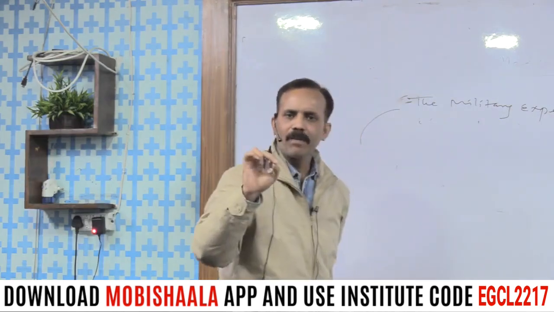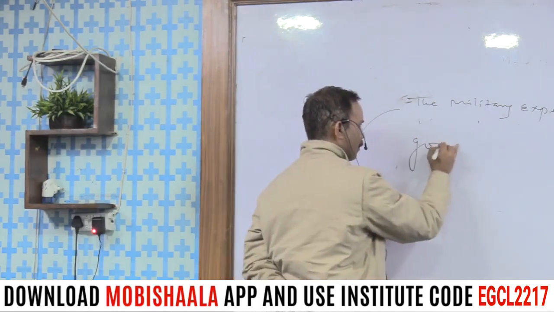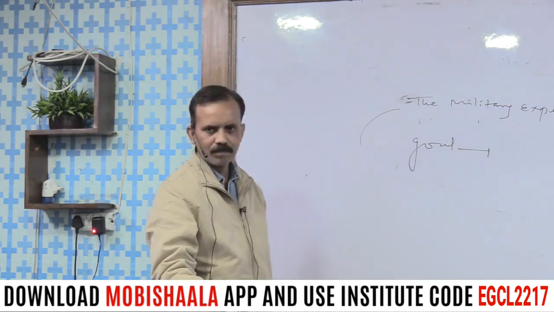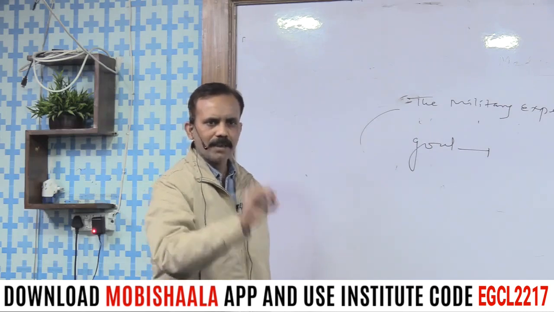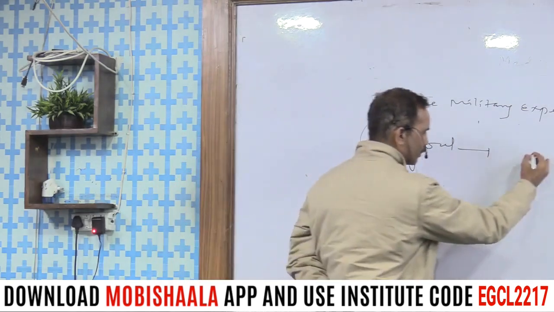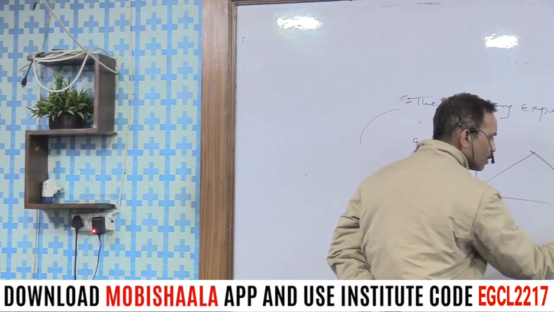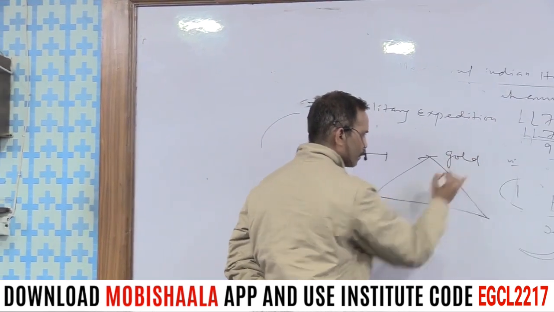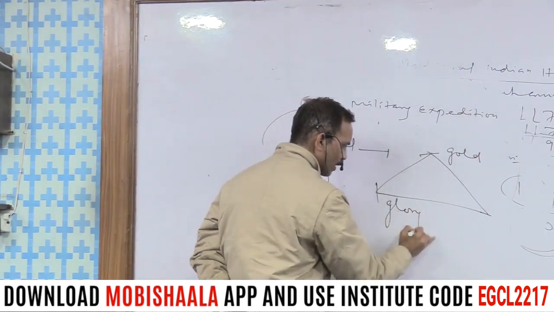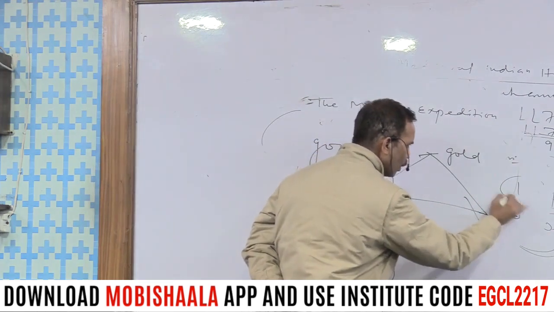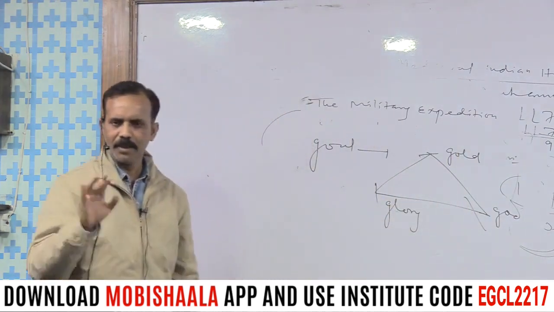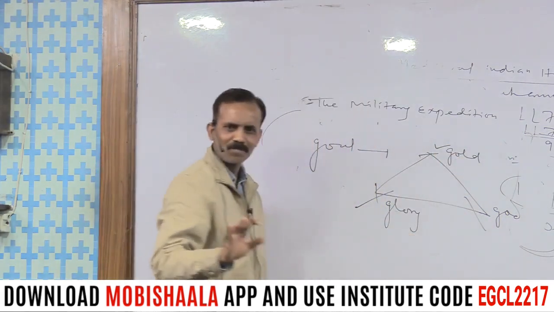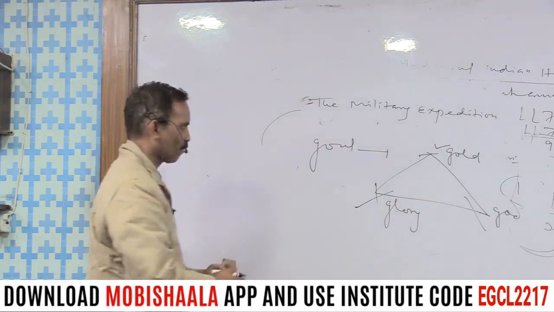The main goal of Ghazni. The objective of Ghazni. Okay? Make a triangle like this. That was 3G. Gold, glory and God. His mission was to get gold, glory and God. Okay? Next.